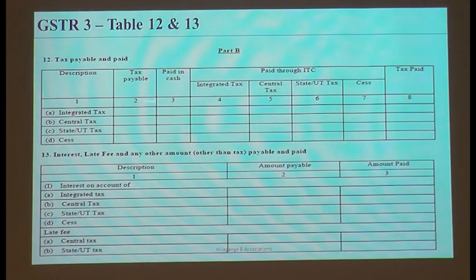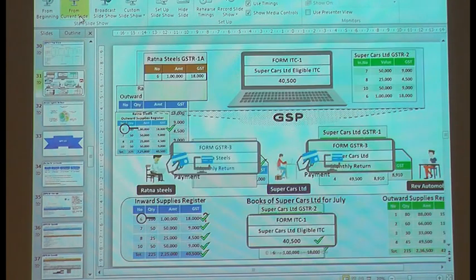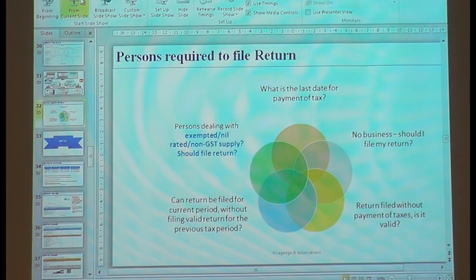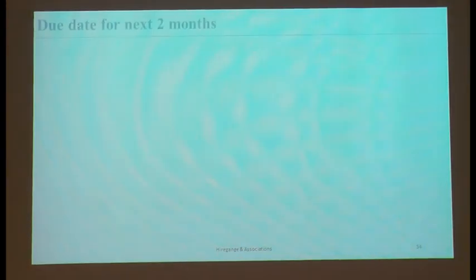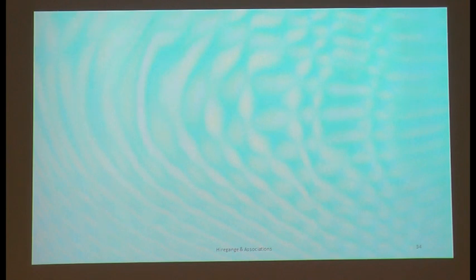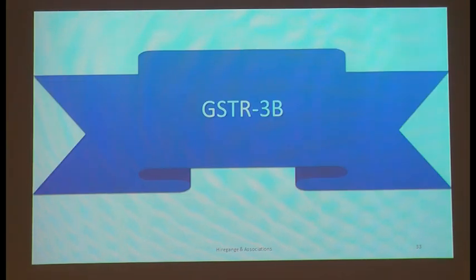If you see here, how much I am paying through ITC and how much I am paying through cash is there. Once I give the amounts here, automatically the entry will happen in the back end. Okay. Next is GSTR 3B. GSTR 3B is simple because what we are getting is a consolidated amount.